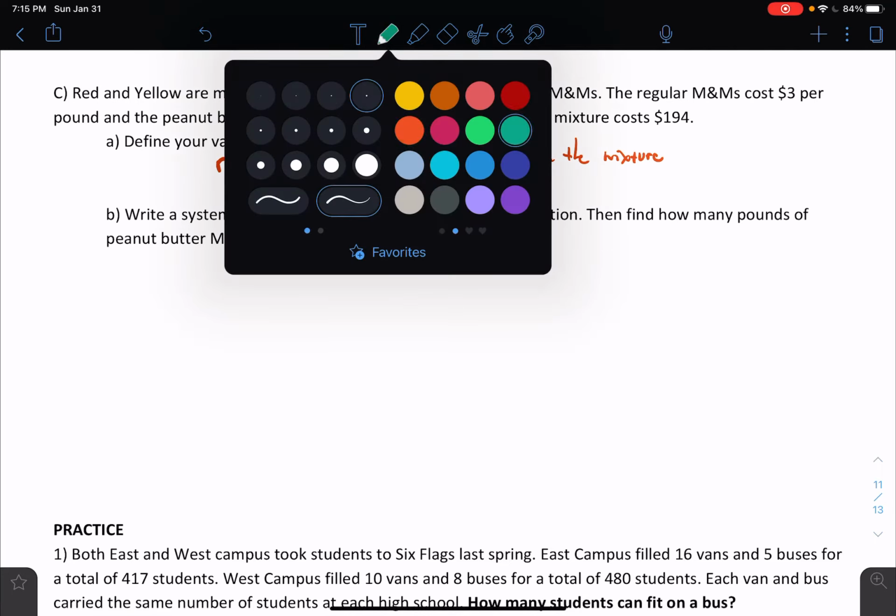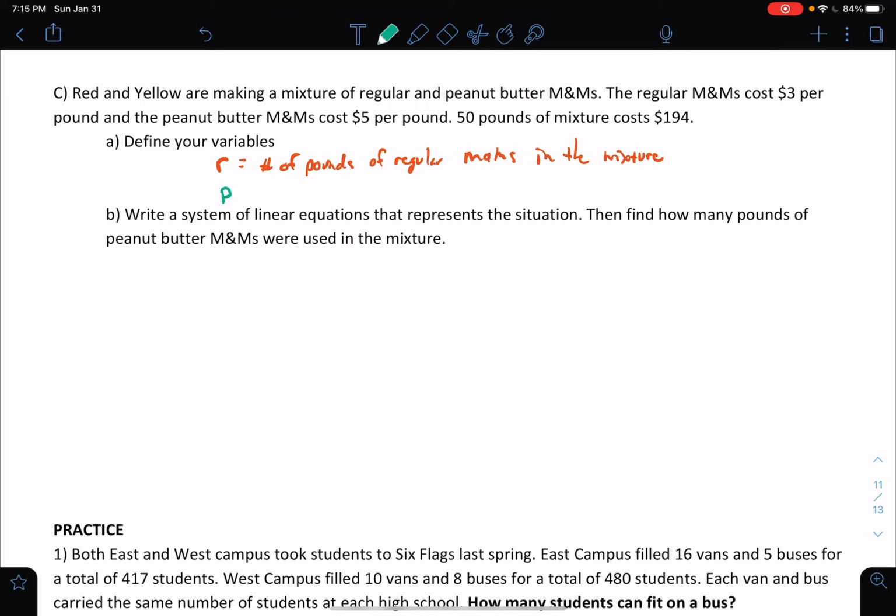And I'm going to say P represents the number of pounds of peanut butter M&Ms in the mixture. So those are our two variables. So we've got regular and peanut butter.